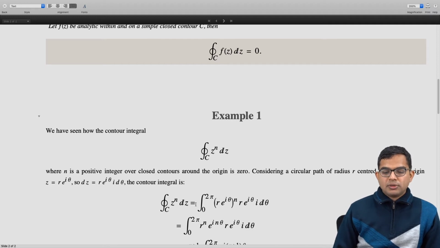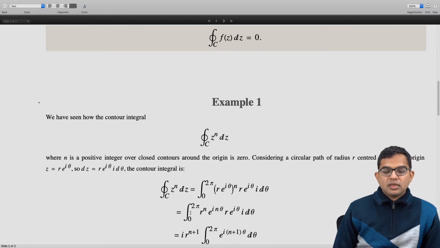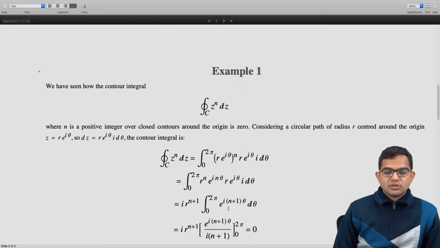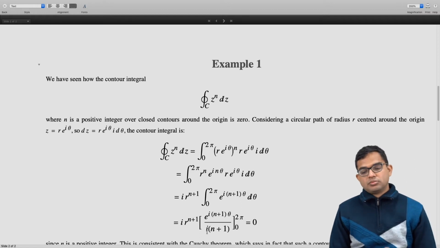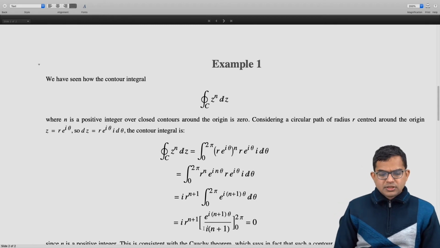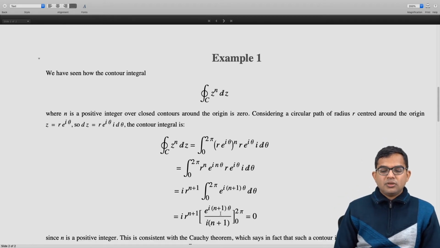You expand it, in place of z to the n you write r times e to the i theta, the whole power n. You have r e to the i theta i d theta, expand everything nicely, and then theta goes from 0 to 2 pi. There are no difficulties, it just goes through. This is a calculation you're familiar with, and finally we get r to the n plus 1 with e to the i times n plus 1 theta divided by i times n plus 1, to be evaluated at 0 and 2 pi. At both of these points it's going to be the same, and you get 0, because n is a positive integer, you get the same value at the ends. And so this is consistent with the Cauchy theorem.